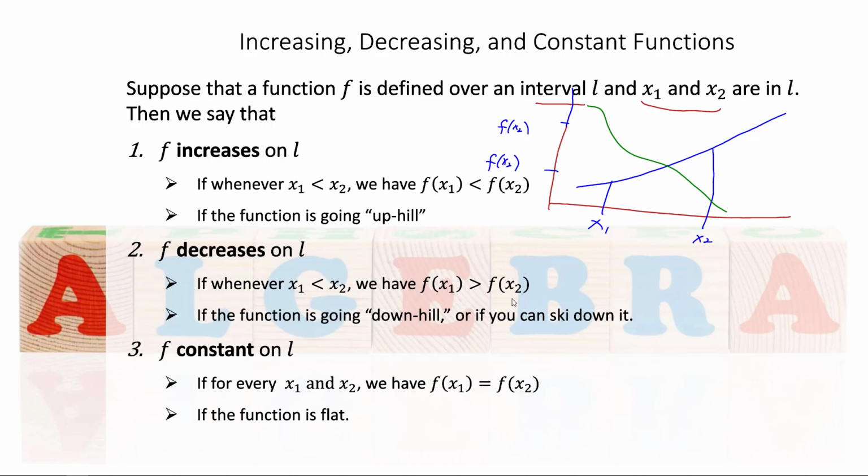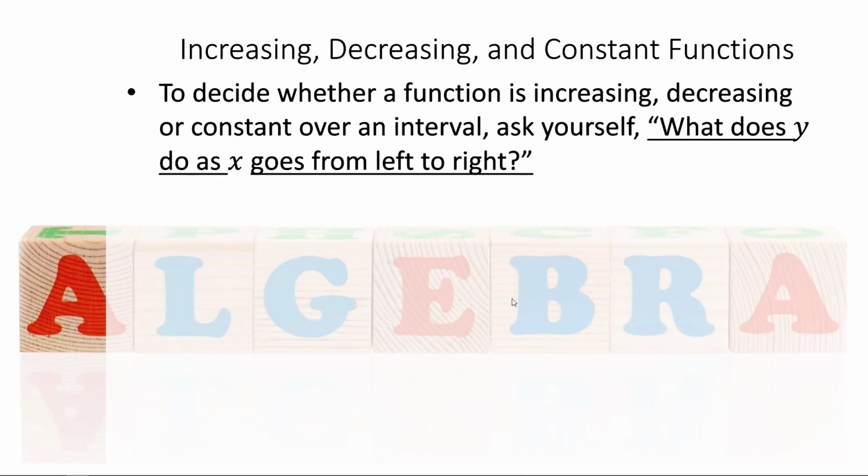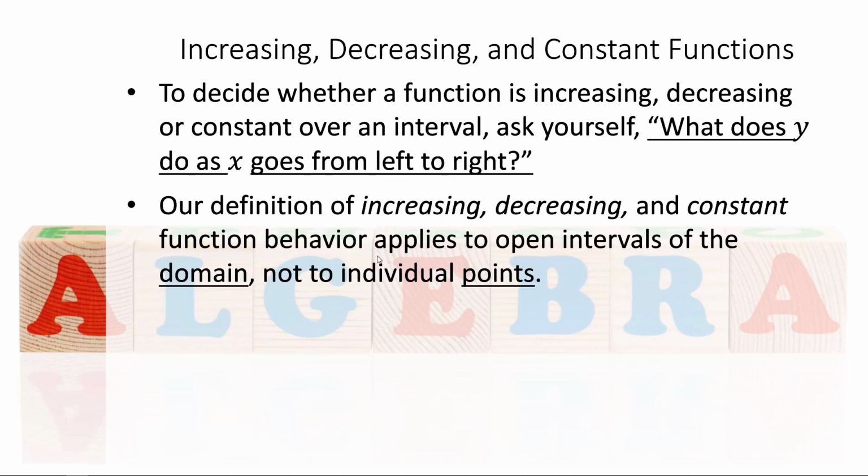Okay, so that's basically the idea behind determining when a function increases or decreases. So to make these decisions, what do we do? Well, we basically look at the function and we ask ourselves, what does y do as x goes from left to right? If it's going uphill, you're increasing. If it's going down, you're decreasing. If it stays the same, you're constant. And the other thing you need to remember is that the concept of increasing, decreasing, and constant applies to intervals. They do not apply to points.